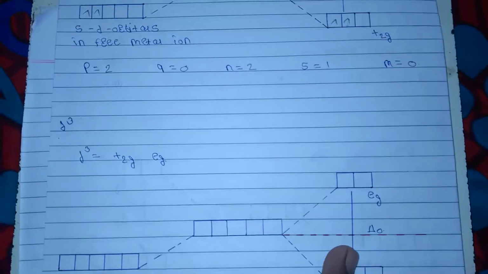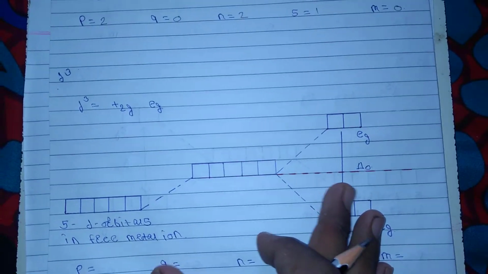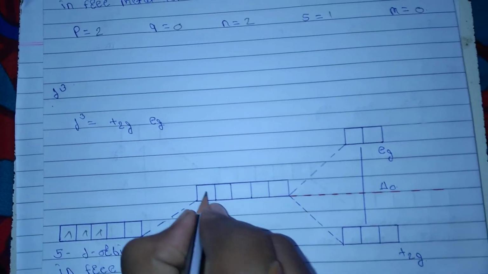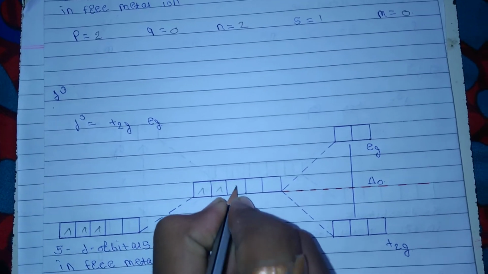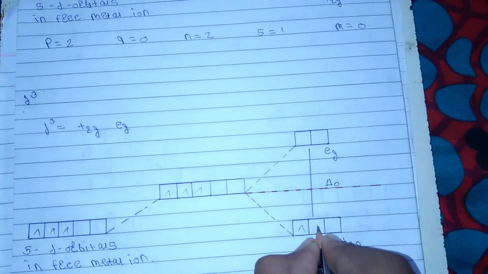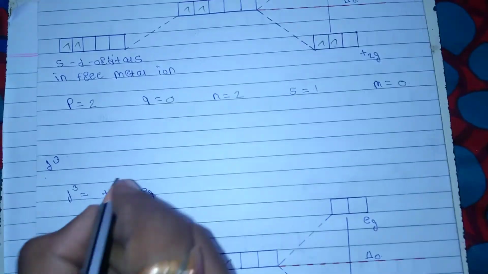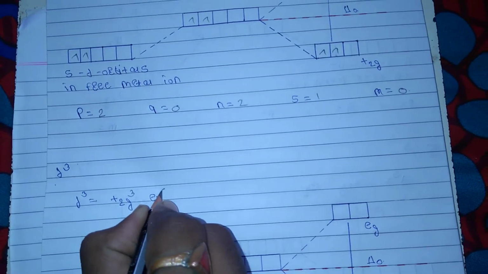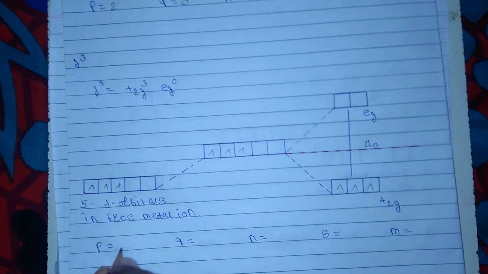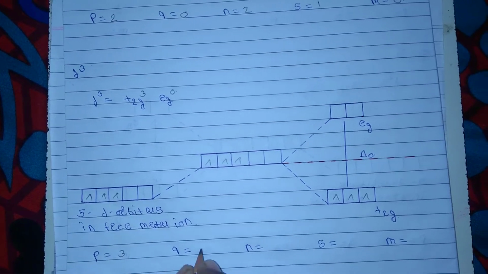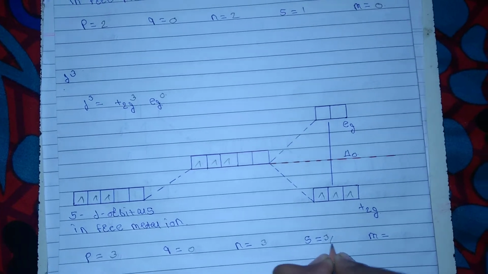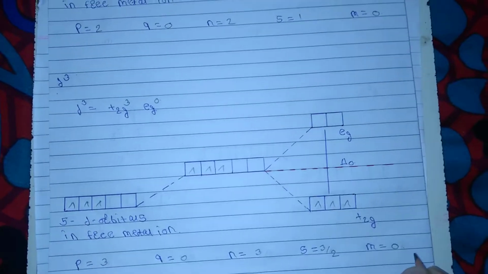The third example is d3, meaning in the 5 d orbitals, 3 electrons, 1, 2, 3. These 3 electrons go in the t2g set. Then d3 is equal to t2g3 eg0. So P is equal to 3, Q is equal to 0, N is equal to 3, S is equal to 3 by 2 and M is equal to 0.